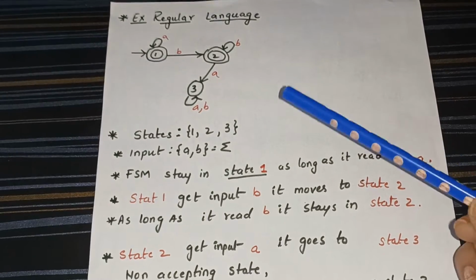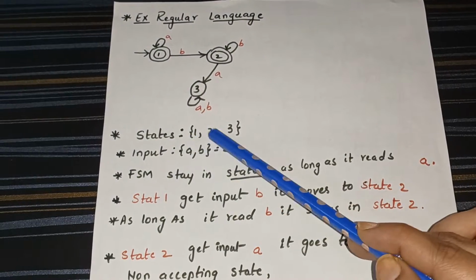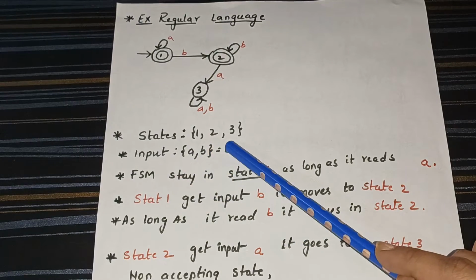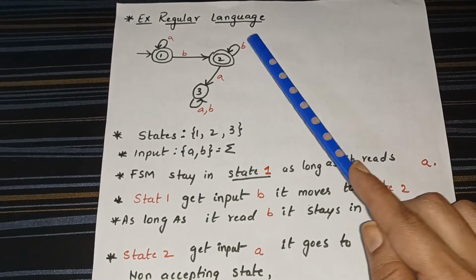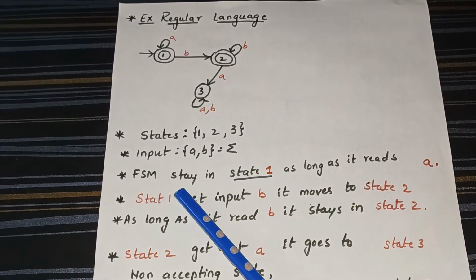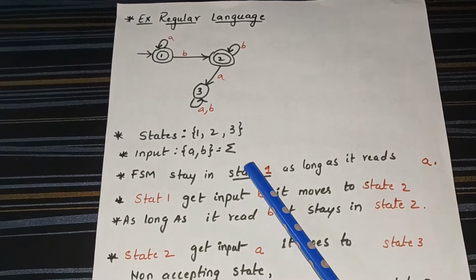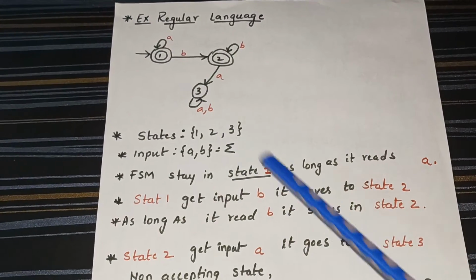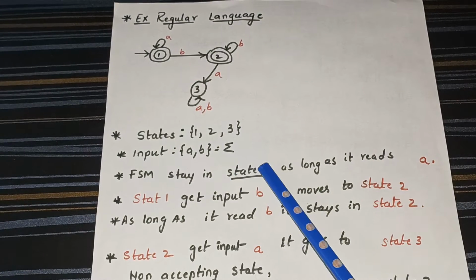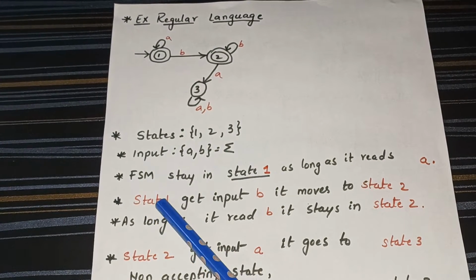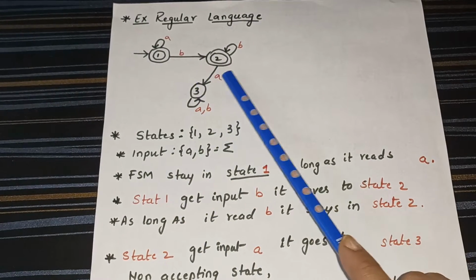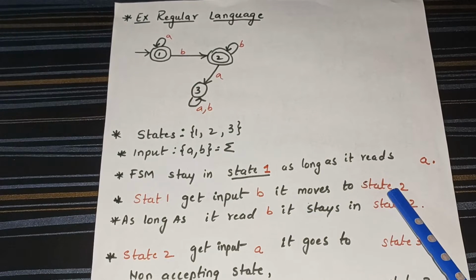So for this regular language, how are we defining it? The states are 1, 2, 3, and we can name them anything. The inputs are A, B, that is sigma. Whenever we have A, B or 0, 1, the alphabet is denoted by sigma. From the FSM we can say that whenever input A is given, it stays in state 1. As long as it reads A, it stays in state 1. And when state 1 gets input B, it moves to state 2.